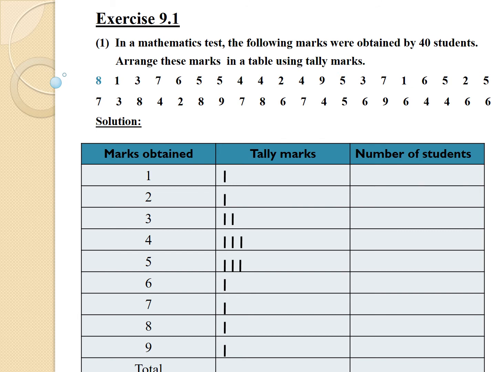Then you have to draw a tally mark in the second column in front of 7. Then you have to draw a tally mark in front of 1 in the second column. Then you have to draw a tally mark in front of 6 in the second column. Then 5 is given. So in front of 5 in the second column, you have to draw a tally mark by crossing the previous 4 tally marks. Students, likewise, you have to complete the second column.